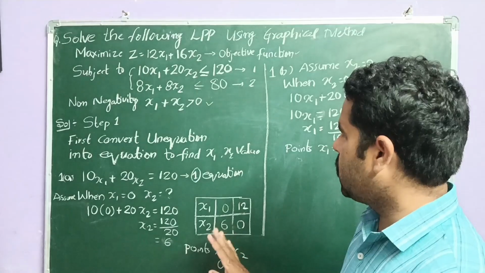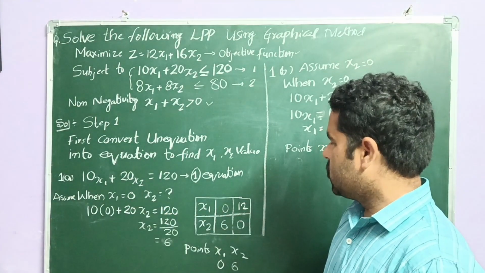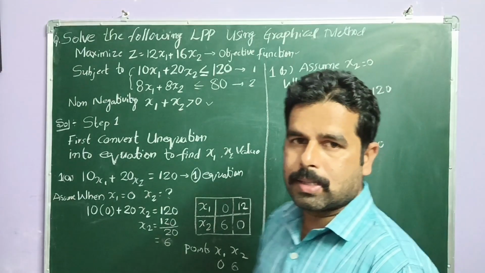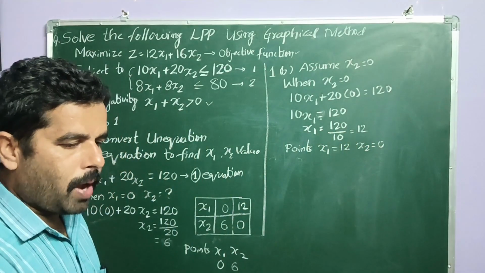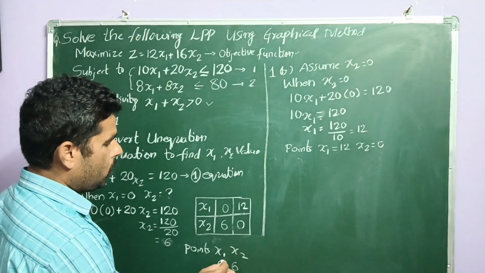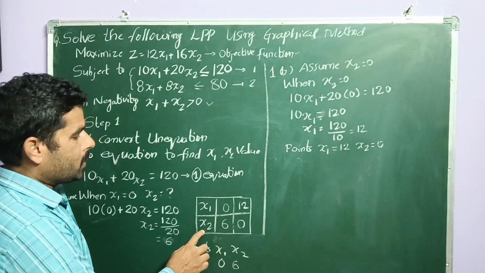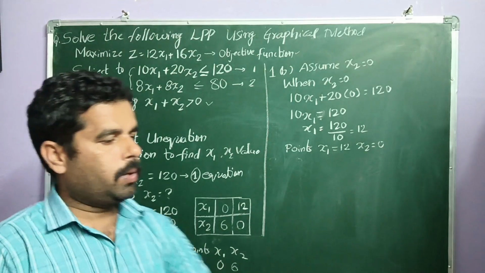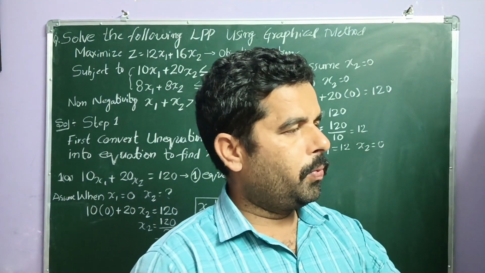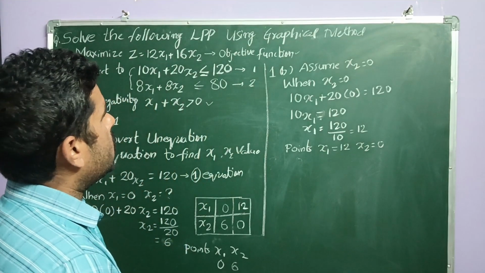Listen carefully. The x1 value is 0. Again we have to write the points, the x1 value and x2 value. So here x1 is 0, x2 is 6. This is equation number 1. So we completed equation number 1. Then go for the next equation.